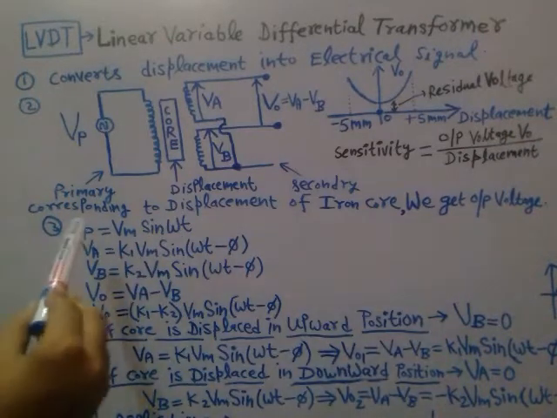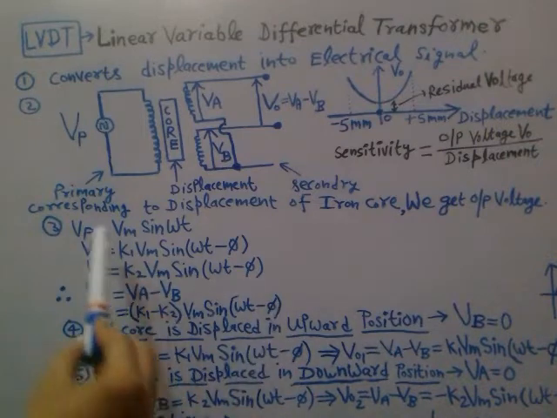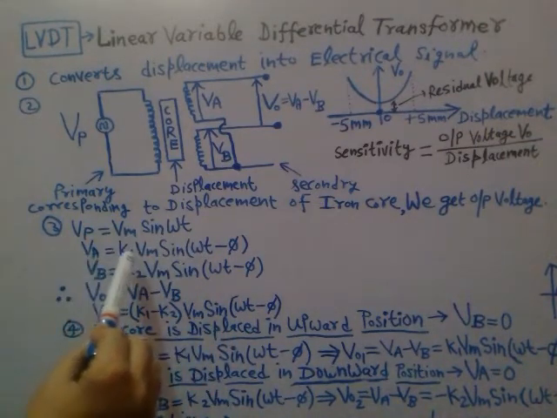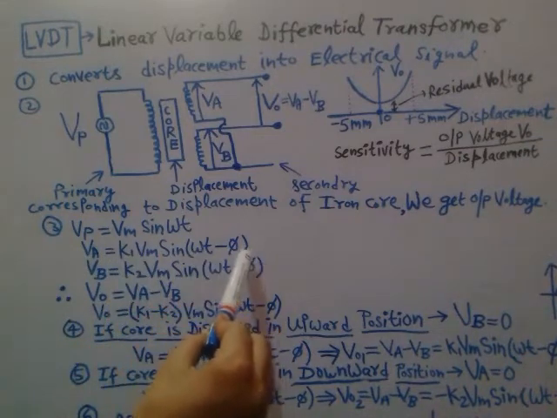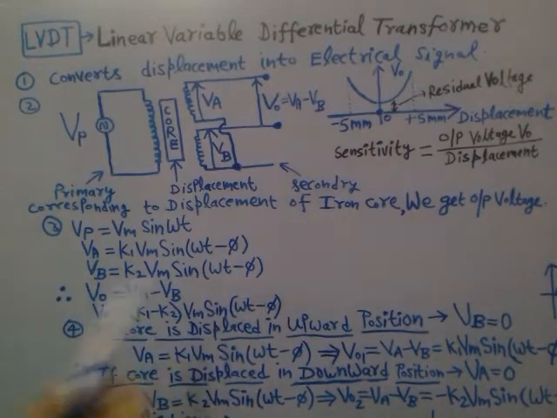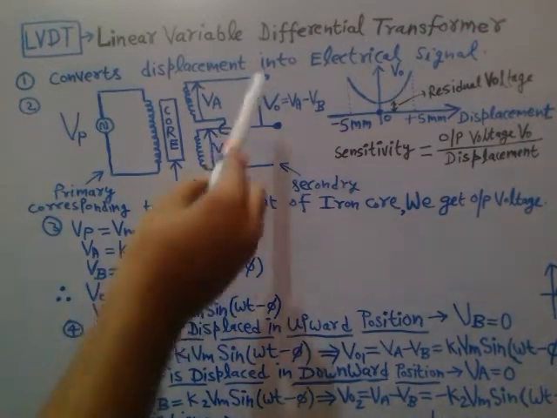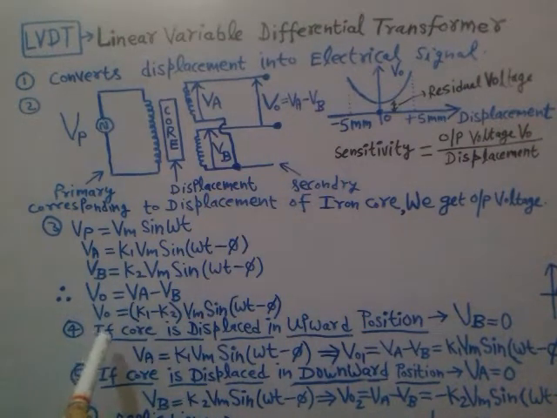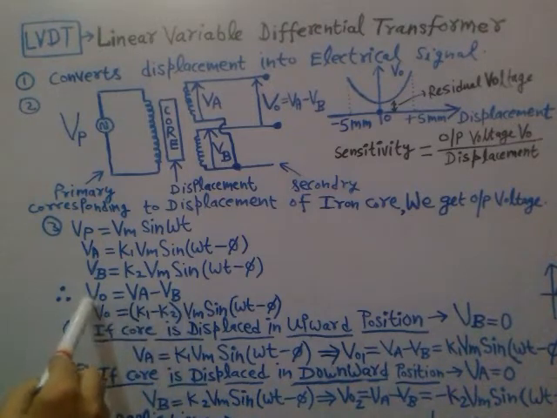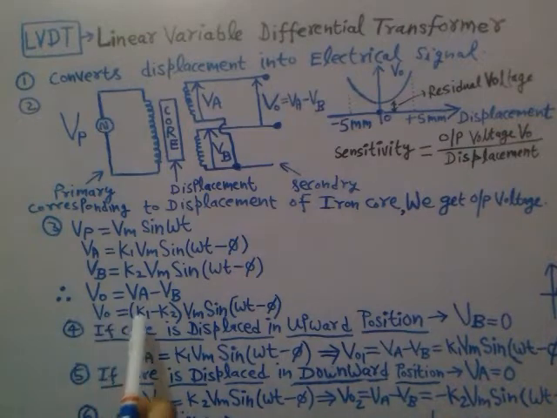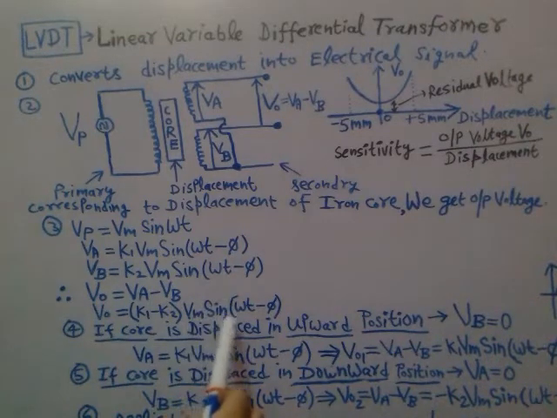So here you see that Vp is the primary voltage, Vm sin omega t, and Va is K1 Vm sin(omega t minus phi), and Vb is K2 Vm sin(omega t minus phi). Phi is the phase shift, right? So the differential output voltage V0 will be equal to Va minus Vb. So V0 is (K1 minus K2) Vm sin(omega t minus phi).